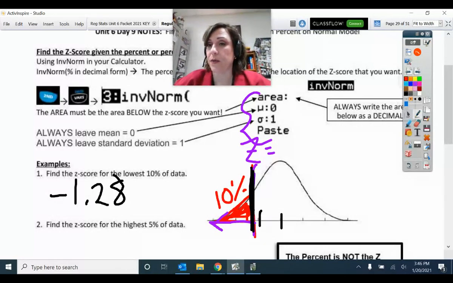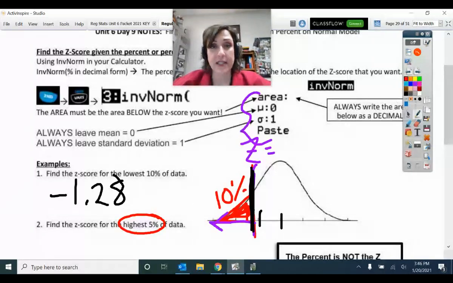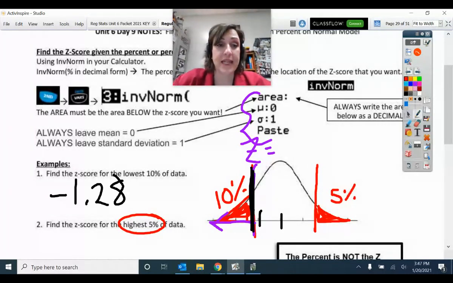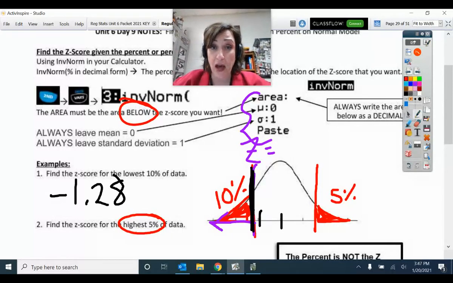All right, let's take a look at the next one. Find the z-score for the highest 5% of data. So let's see where that's located. So I've got this right here, and this is my top 5%. Okay, but what is the important thing that I told you? Inverse norm of the area below, inverse norm of the area below is the z at that spot. So, excuse me, this 5% is not the area below.